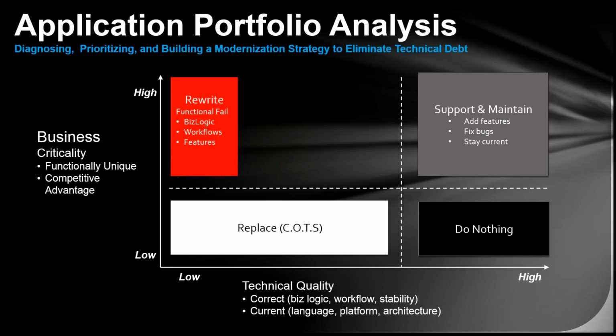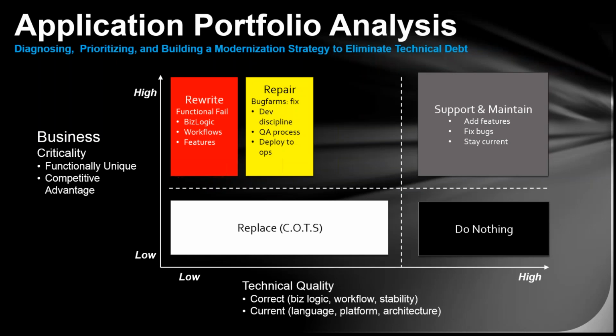The second category is applications that, again, have high business value, but they're bug farms. They crash all the time, they're buggy, they're not reliable. These are applications that possibly are telling you that there's something wrong with your development or your QA process in terms of the development disciplines and standards that you've implemented and enforcing the process that you have to certify code before you put it into production, the way that you deploy it through operations. So this is a place to go and look at how to repair these so-called bug farms.